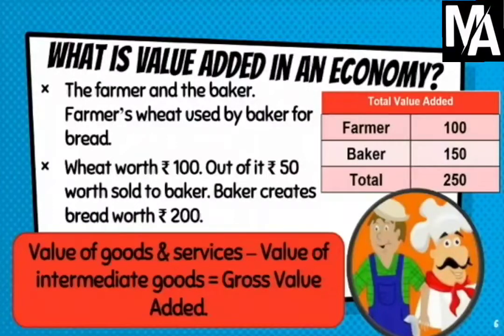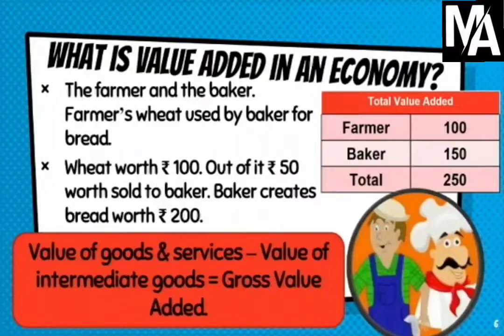The baker used 50 rupees of raw materials from the farmer, and so that is already included in the value added by the farmer. So the baker has created bread worth rupees 200 but used 50 rupees worth of value of the farmer. So actually 200, that is the value of goods and services created by the baker, minus 50, value of intermediate goods or raw materials, is equal to 150, that is the gross value added by the baker.